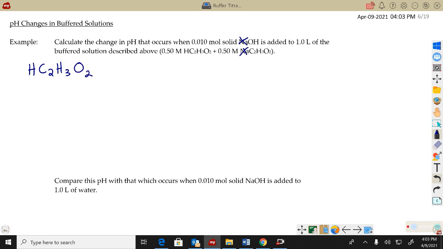C2H3O2, that's my weak acid. It's going to react with the hydroxide. The definition of the acid is the hydrogen donor. So we're going to lose a hydrogen, give it to the hydroxide, and hopefully neutralize that hydroxide. We'll turn it into water. On the product side, I'll have the acetate ion and the water.